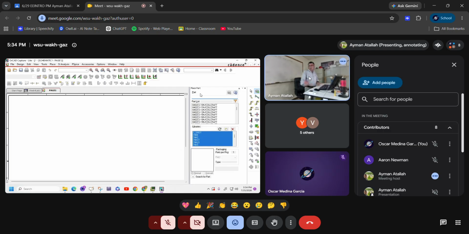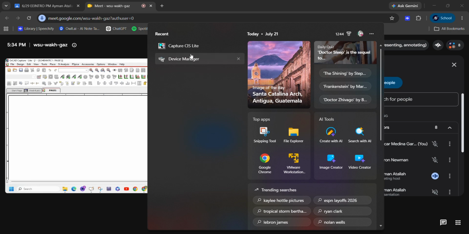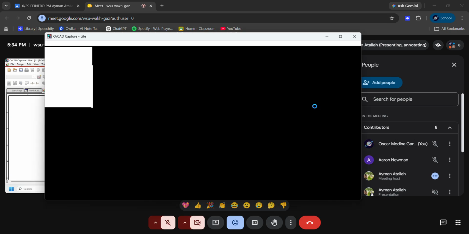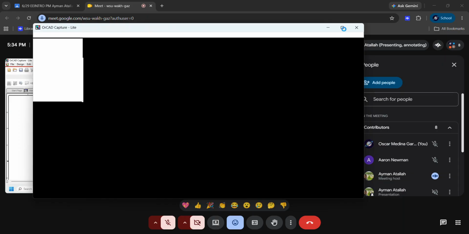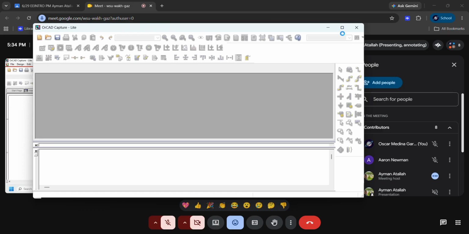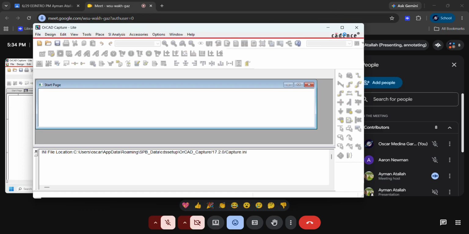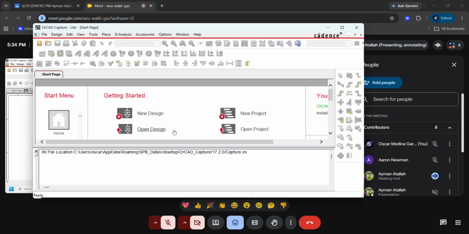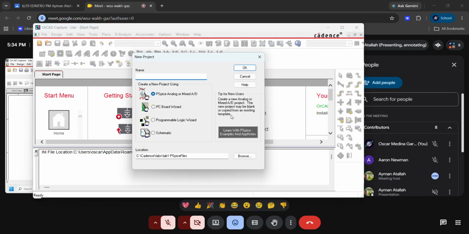I will start from left to right. I will start with the battery. So VDC, I'm going to put the battery here like this. Okay, I'm going to zoom in. Then I will put the operational amplifier LM741. Here you go. I'm going to put it here.